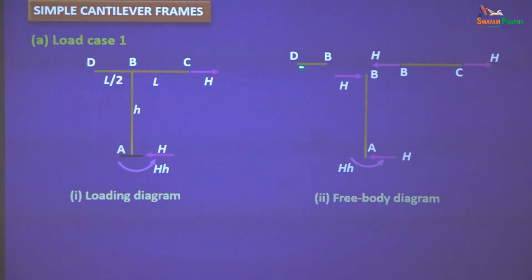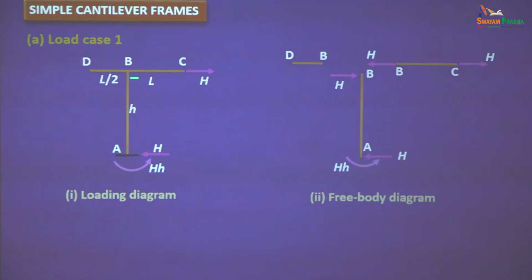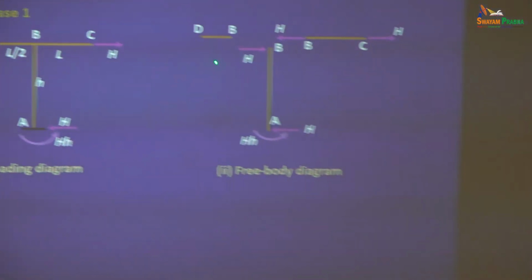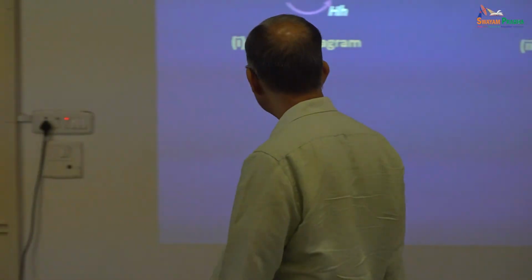DB will be just hanging loose like that. No loads, no forces. BC is clean, pure axial tension of H. And only AB will be subject to, this H will get reversed here and it will have a horizontal shear H and a moment. You must be able to do all this very fast. Okay, now can you draw the bending moment diagram and the deflected shape?